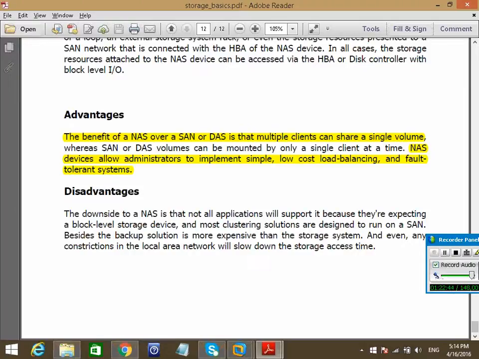So the only disadvantage of the NAS is that it is not a block level storage device. It is not suitable for the clustering environment. Otherwise, it can support multiple operating systems, but it does not support the clustering environment. That's why we have to go to the SAN itself for the clustering environment. So this was all about your storage technology.